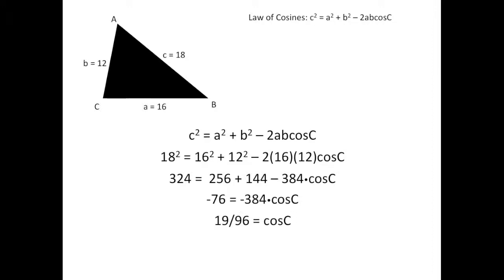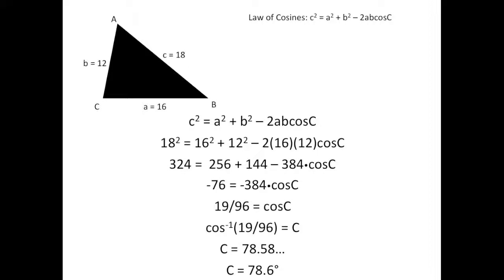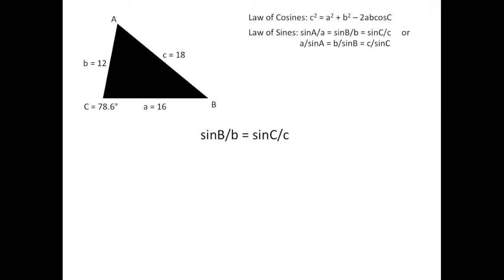We will then divide both sides by negative 384, and then reduce the fraction to 19 in the numerator and 96 in the denominator. And then we will find the arc cosine of 19 over 96, and that will be angle C. And then we will round the irrational number to the tenth place so that C equals 78.6 degrees.